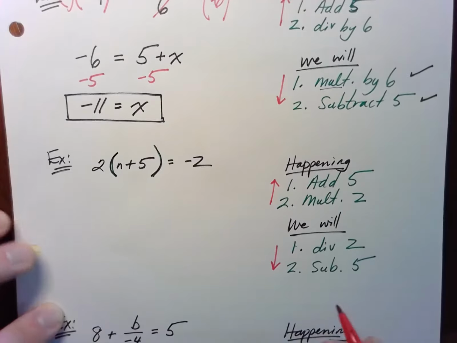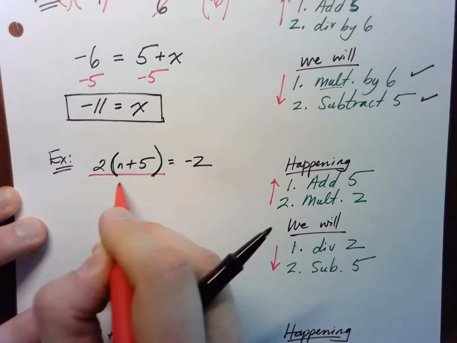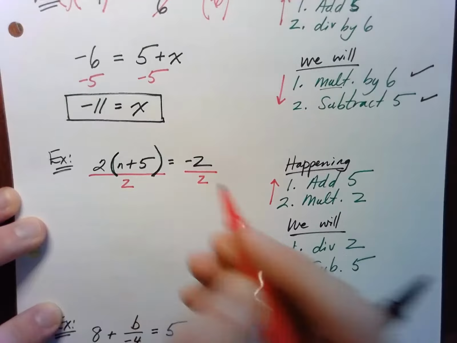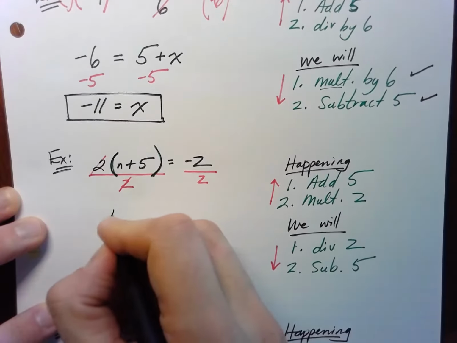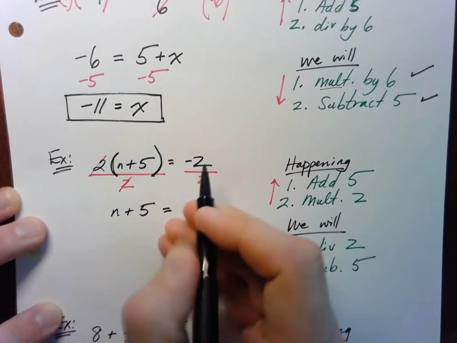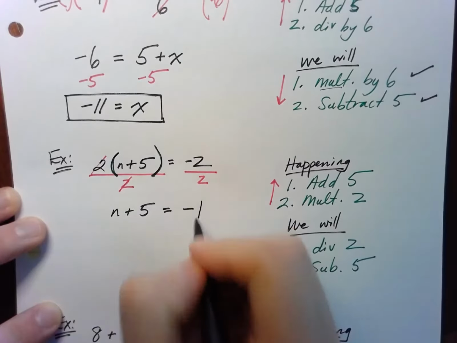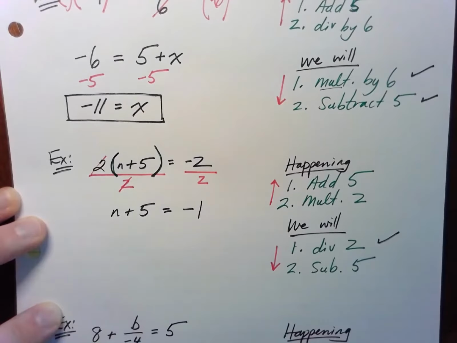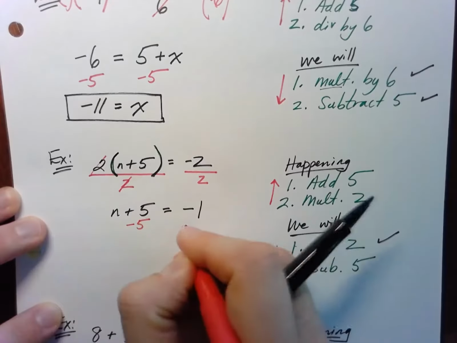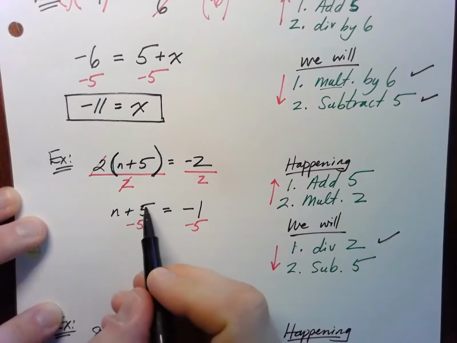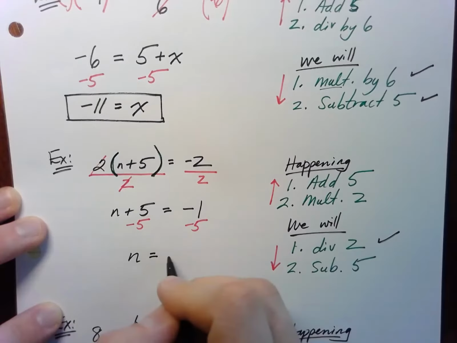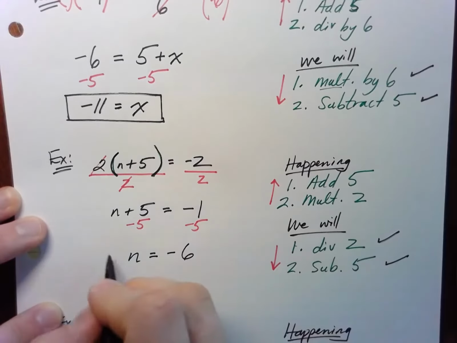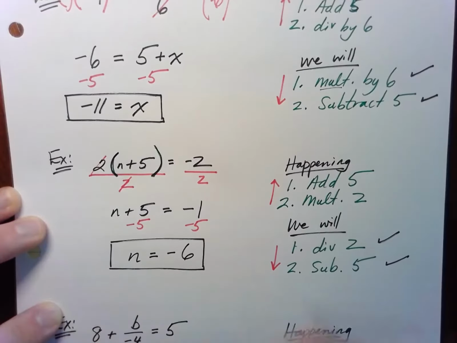Okay, so if we're dividing by 2, I'm going to divide by 2 over here and over here. Here these 2's cancel. I'm just left with n plus 5. And here, negative 2 over 2 gives me a minus 1. So I've done this step. Now we're going to subtract 5. And so these plus 5 minus 5 goes away, and I'm just left with n. And then negative 1 minus 5 is a negative 6. And I've done that step, and there's my answer.